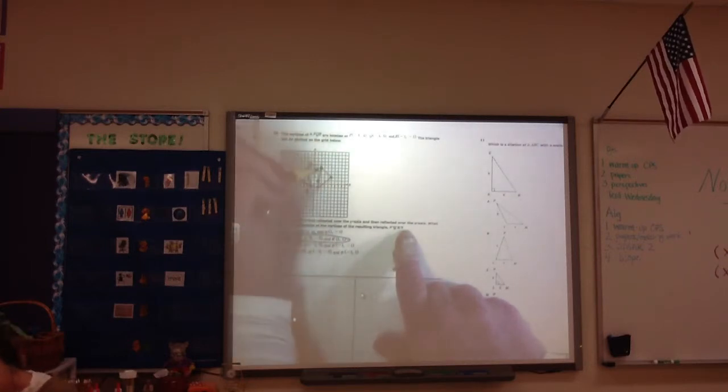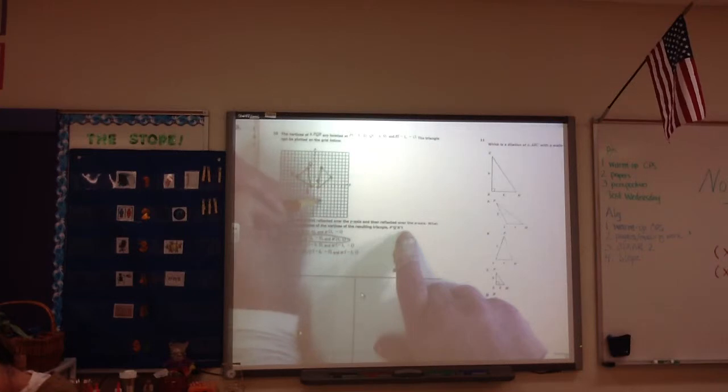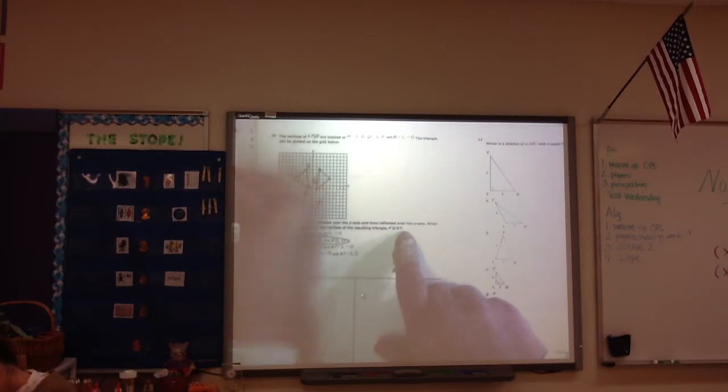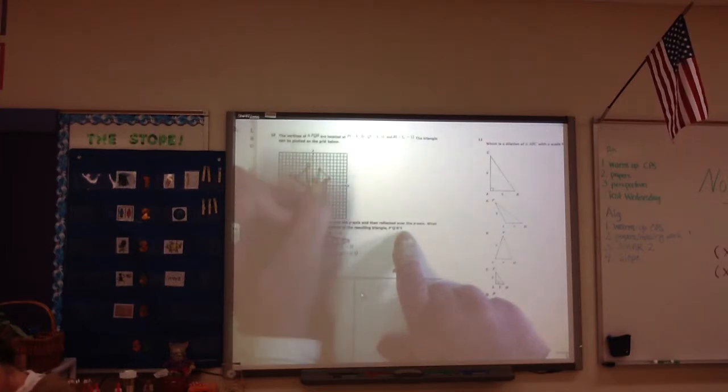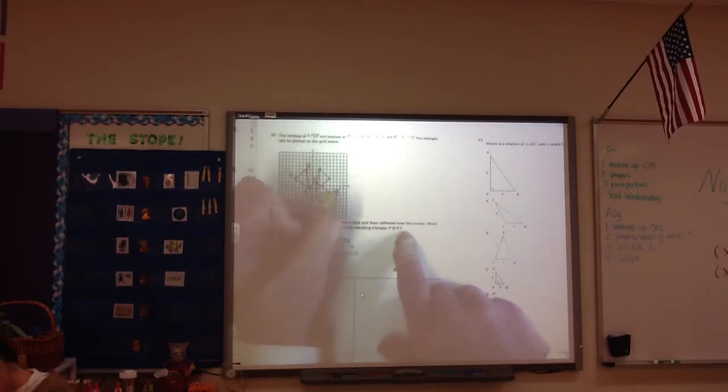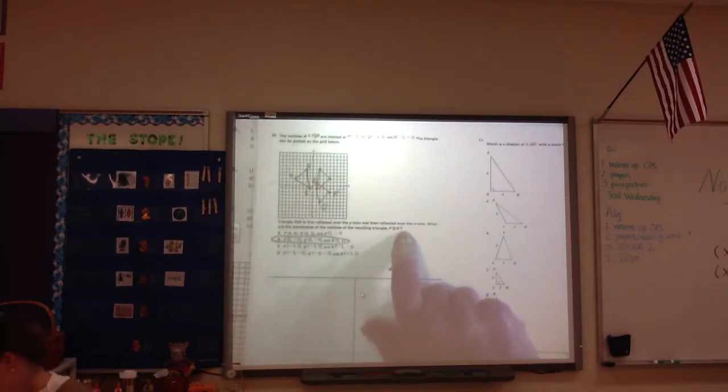But I'm going to go ahead and finish reflecting my points. 1, 2, 3, 4, 5. This was Q, so now it is Q prime. And that is at 2, -5, which is what B says. And I am 1, 2, so I need to be 1, 2. And my P prime should be at 5, -2.